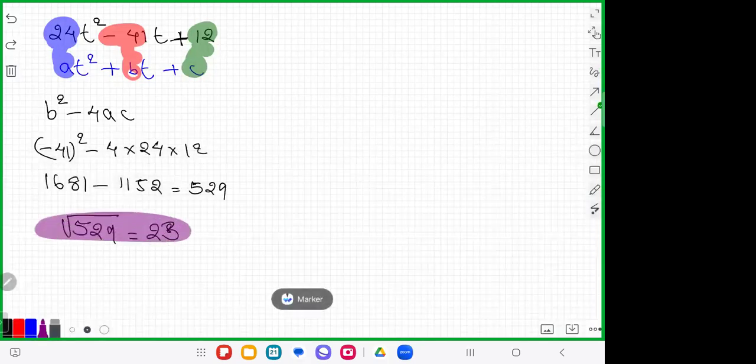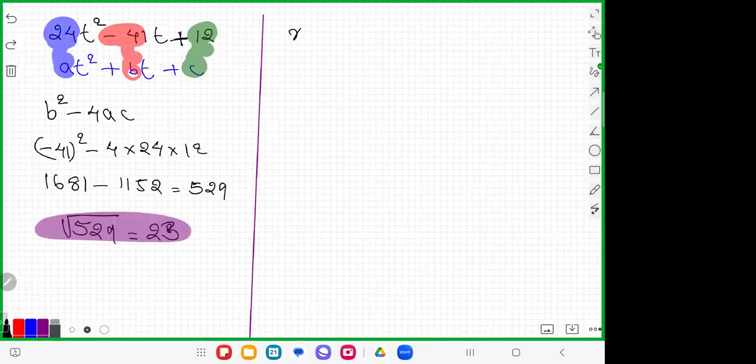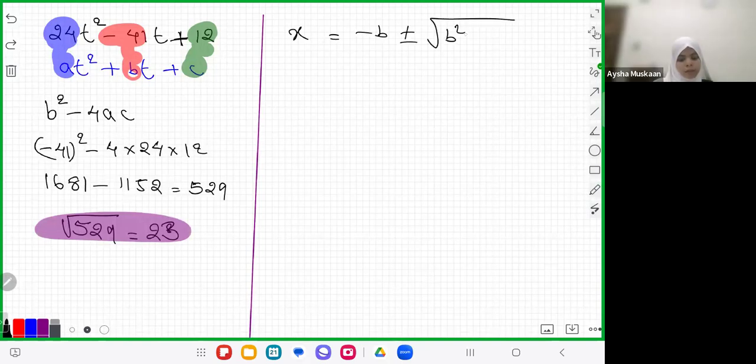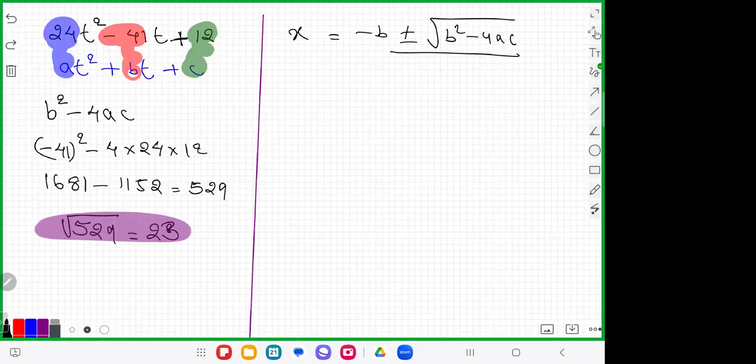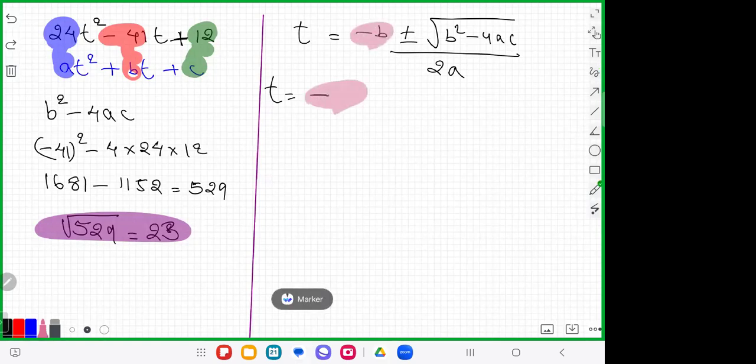And what's the formula for finding the value of the variable? What's the formula, Aisha? You can find x. x is equal to minus b plus or minus root of b square minus 4ac, all divided by 2a. Actually, here we are finding not x, we are finding t. Nathan, I think you are following what I'm saying. So what is the value of minus b? Look here, b is equal to minus 41.